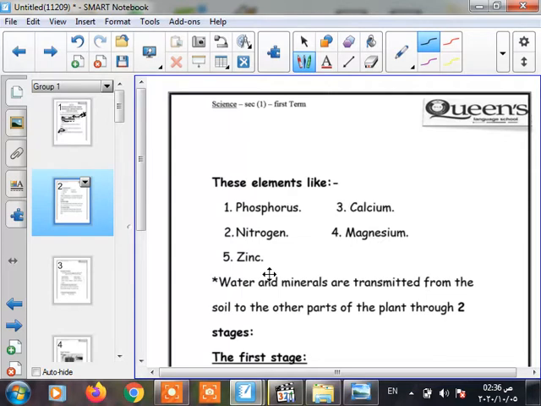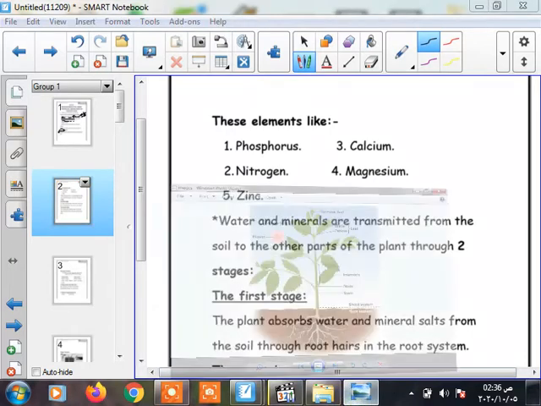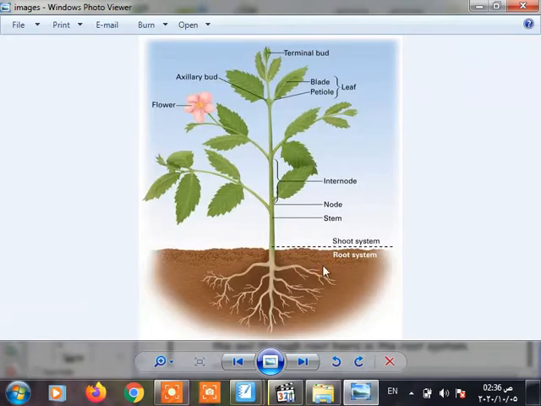Okay? Let's see this picture. We can see that from the root to the leaves, there is a tube. This tube is called stem. So, the water and minerals transmit or move from the roots in the soil to the leaves. Let's see this video.